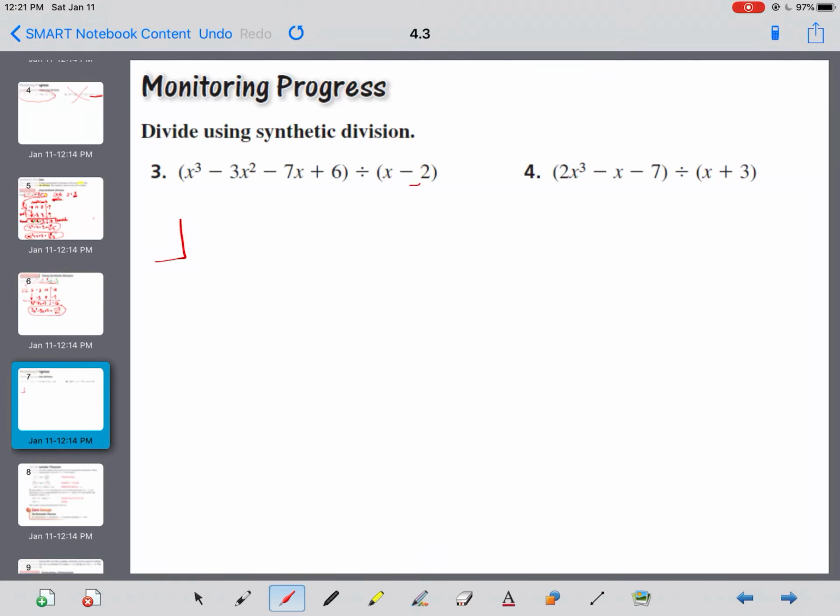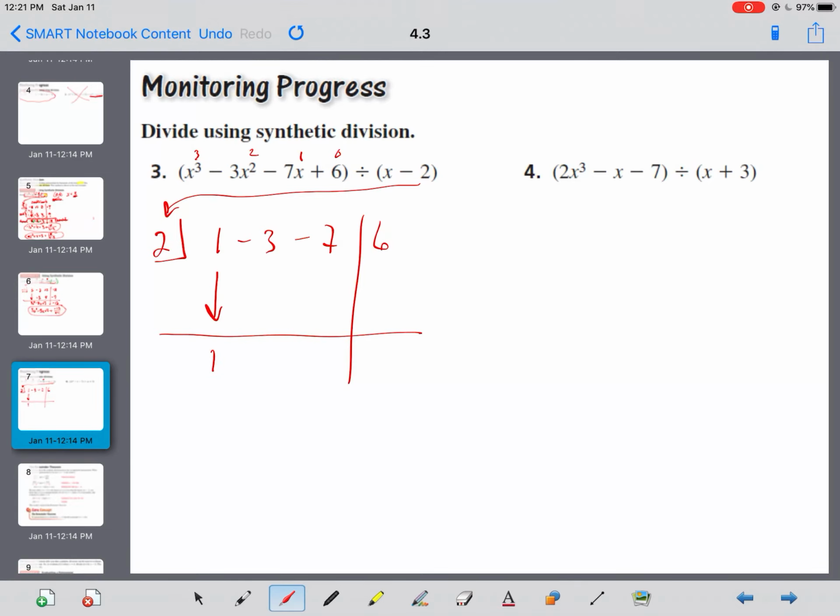Okay, here we go. When I go over here, I do the opposite. It's going to be 2. I'll write them: 3, 2, 1, 0. Everybody's there. So the coefficients are 1, negative 3, negative 7, and a 6. Separate, separate. Drop the 1.